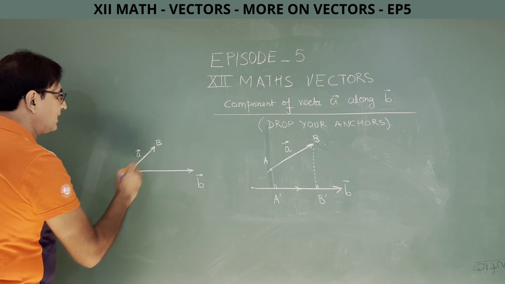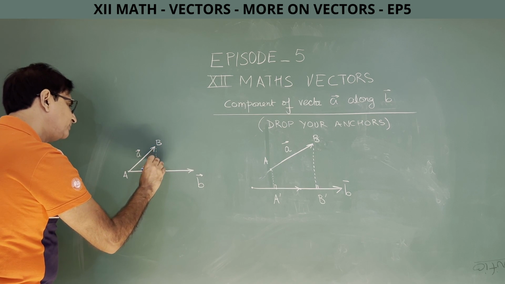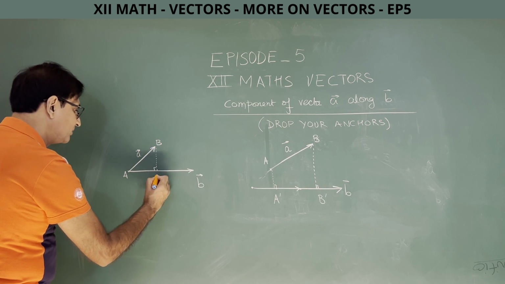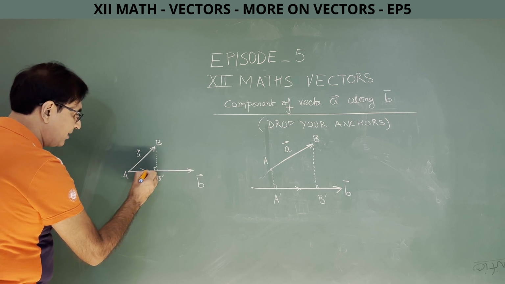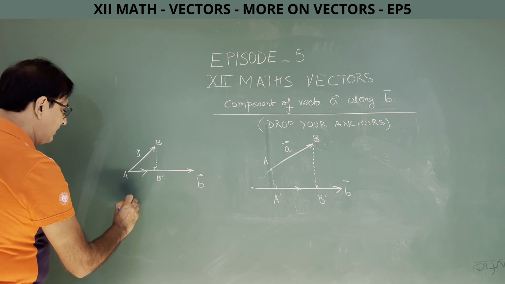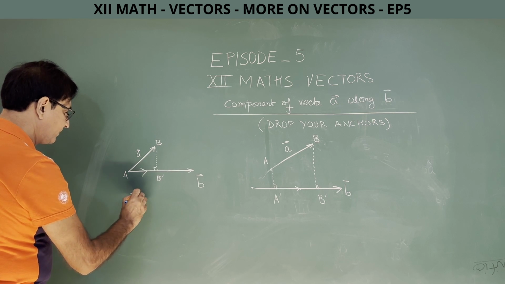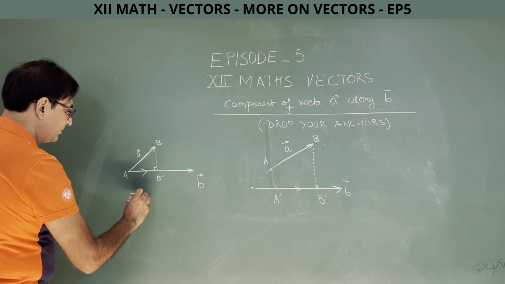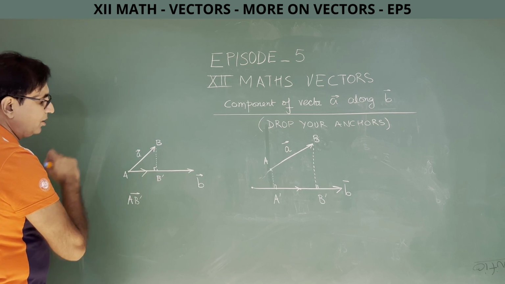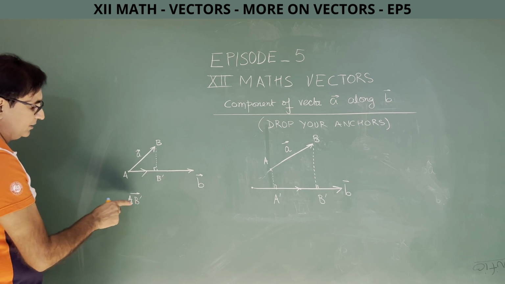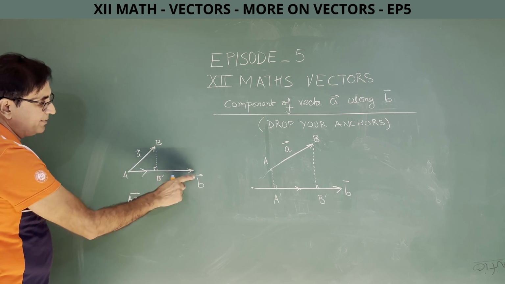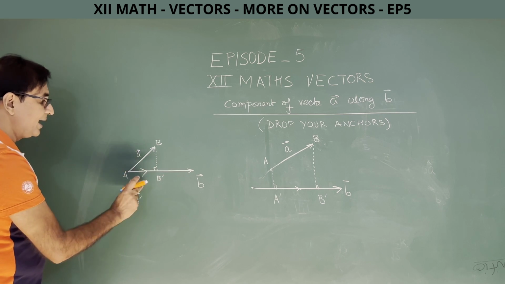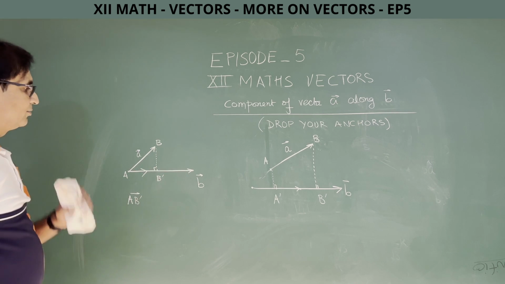Now how many anchors will I have to drop? Only 1. So this is B dash. So A B dash in this diagram will be the component of vector A along vector B. So what is the direction of the component of vector A along B? The same as that of B, you can see in the diagram. And what will be the magnitude? That is what I am going to tell you.